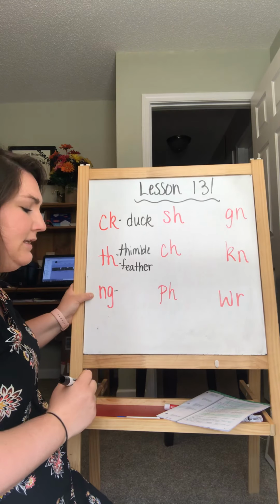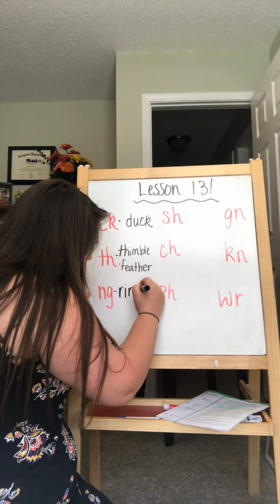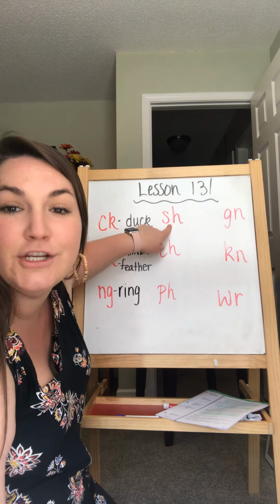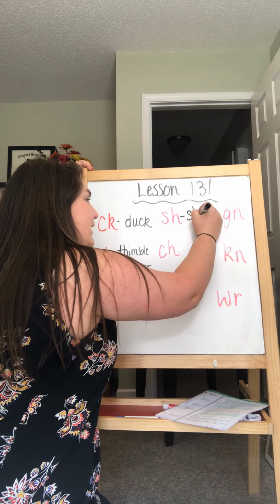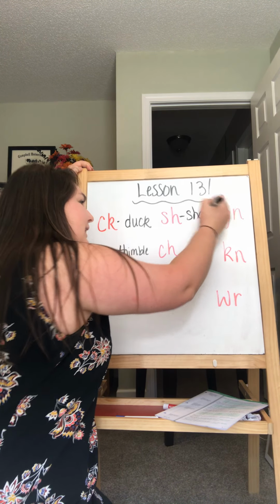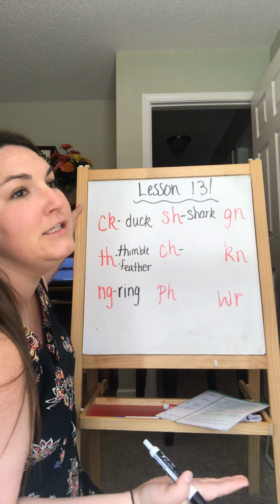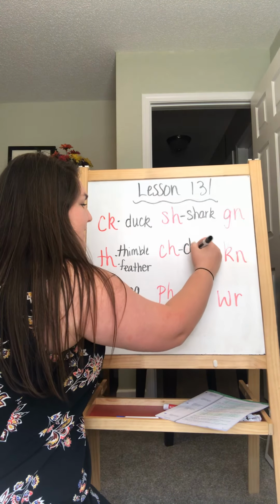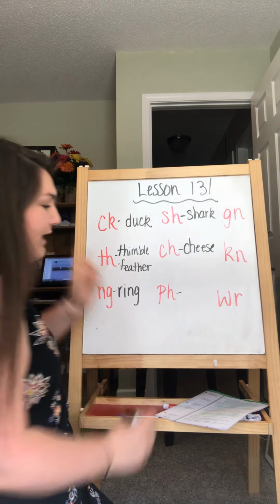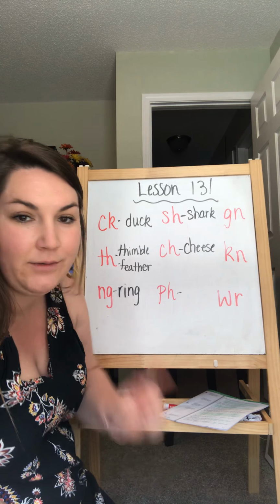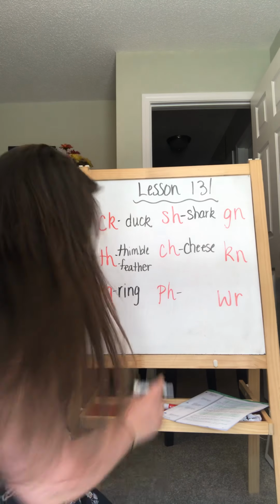NG can say ng like ring. SH can say sh, like shark. Make sure you're saying them out loud with me. CH can say ch, like cheese. I'm pausing, so hopefully giving you a second to say it. PH, remember, it doesn't say p. We don't hear that. Makes a new sound, and it says f, like phone.